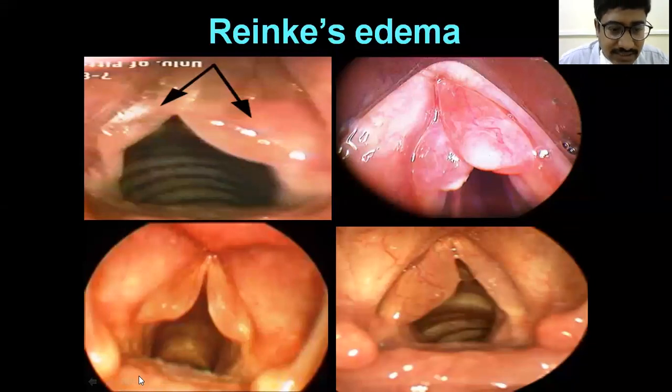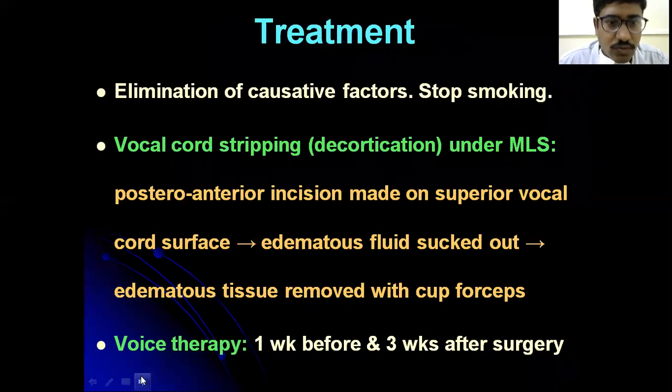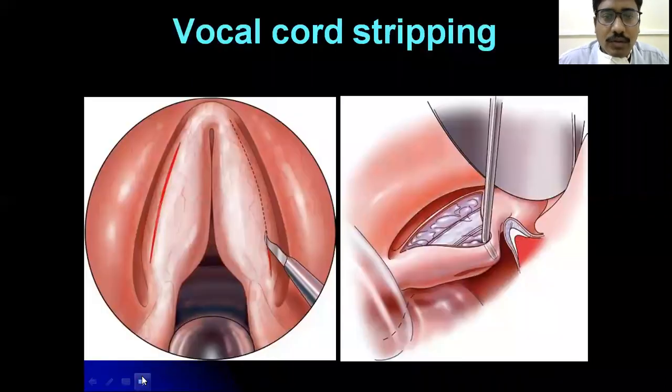Okay, so what surgery will you do? The name is called decortication surgery. What is decortication surgery? I will show you. See, you are giving an incision from the anterior commissure to the posterior commissure. This is the incision you are giving.